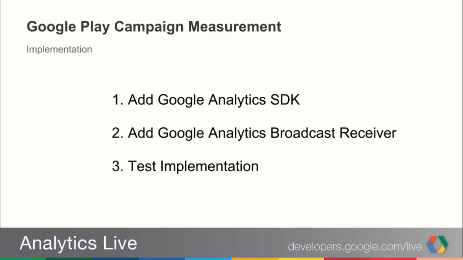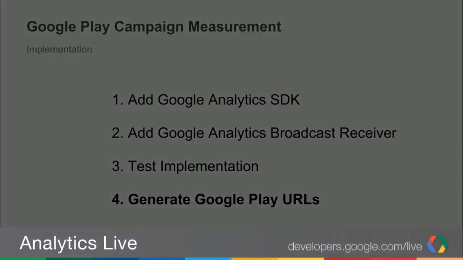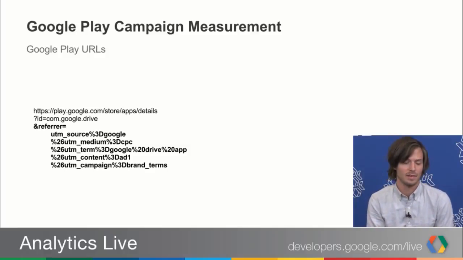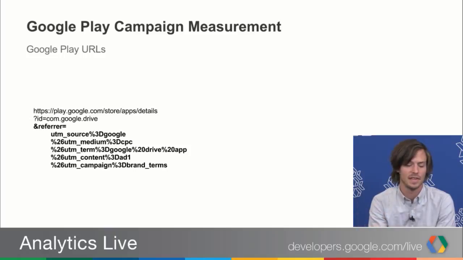So that's the first 3 steps. So you've implemented the analytics SDK, you've added the broadcast receiver, you've tested the implementation, so hopefully everything looks good there. And then the last step is just to generate those Google Play URLs. And this is really easy to do. Again, the format is basically going to be the link to your app's Google Play Store page. So it's the Google Play Store, and then you have this id equals your package name. And then you're going to have this referrer parameter. And the value of that referrer parameter is going to be a URL-encoded campaign parameter string. So a string of these utm_source equals whatever, utm_medium equals test medium, etc., all separated by ampersands.